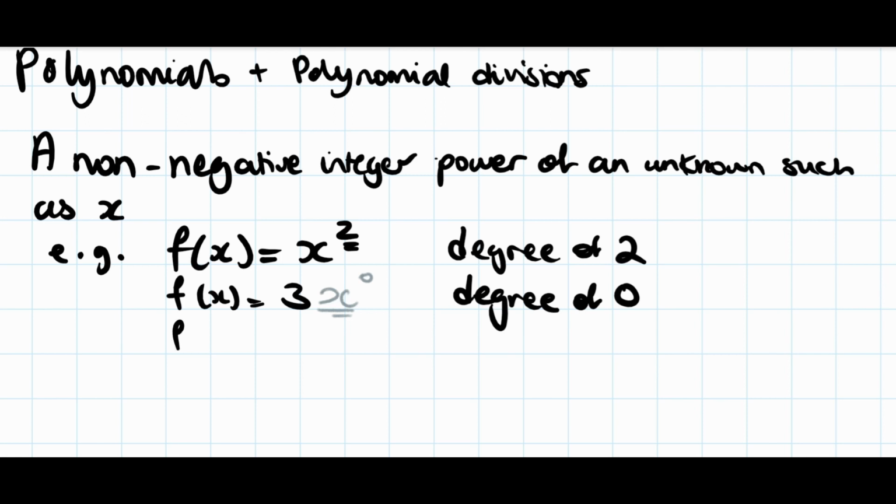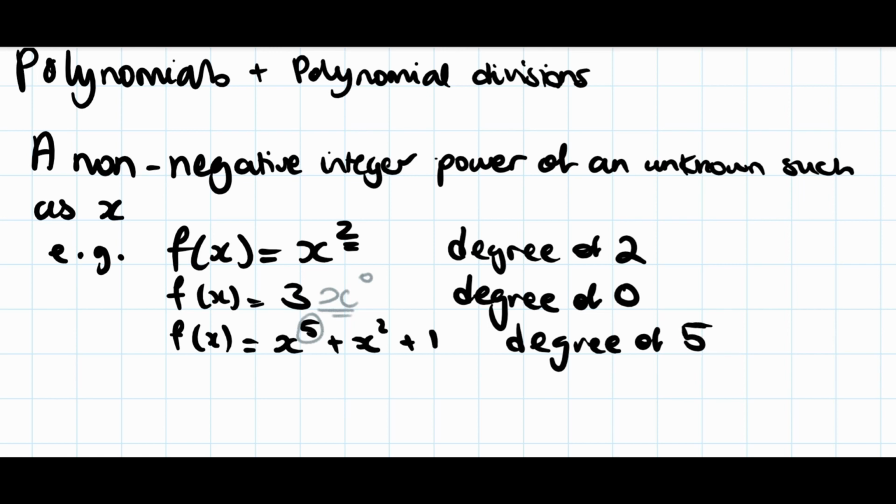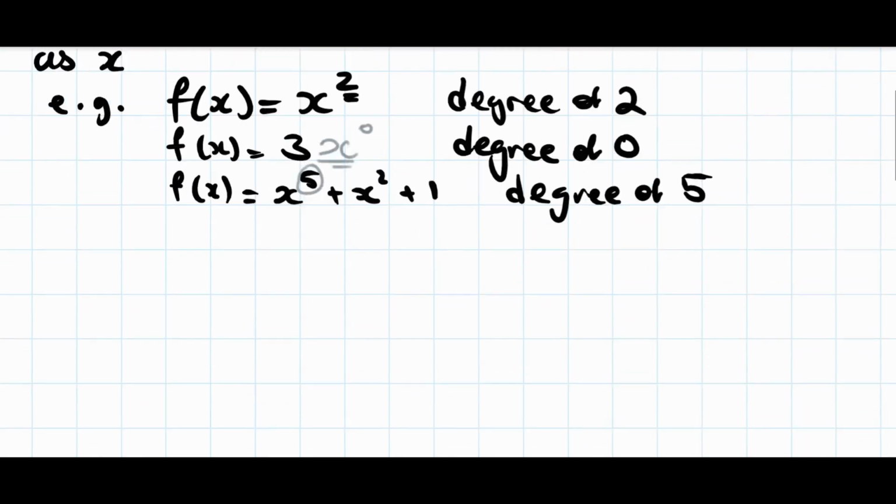The last example from this, we would have f of x be equal to x to the 5 plus x squared plus 1. And the highest power here is 5, which is what we looked at to find the degree. The degree of this expression would be 5. Now we're going to move on to polynomial divisions, and I'll just be starting with an example.